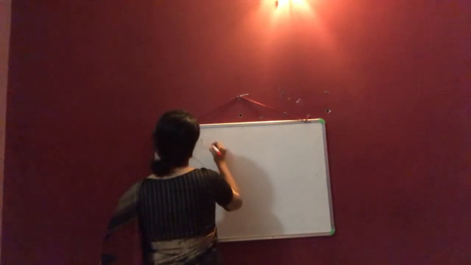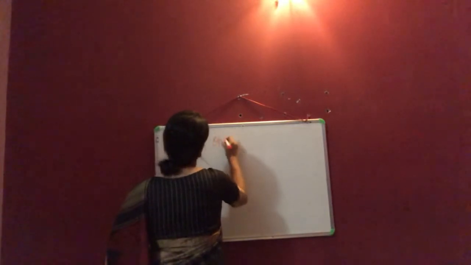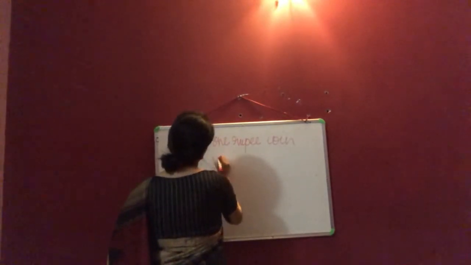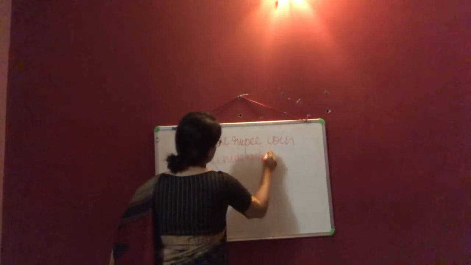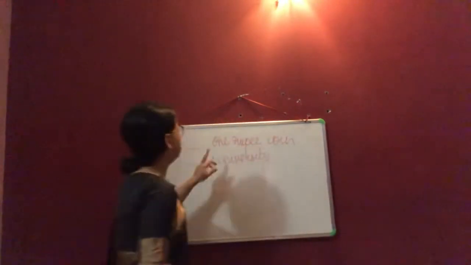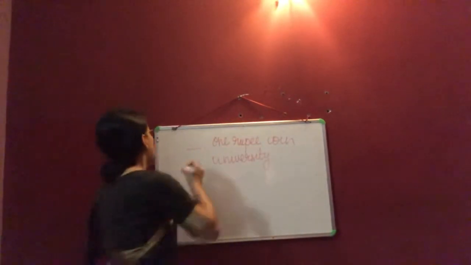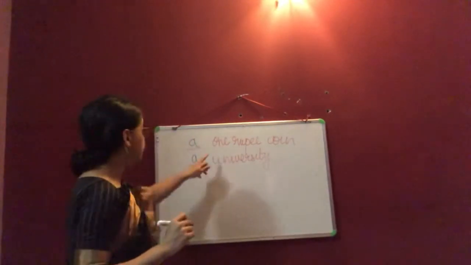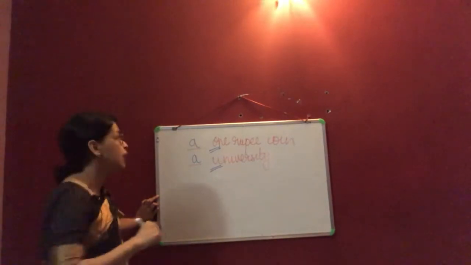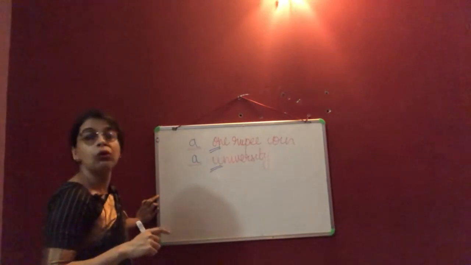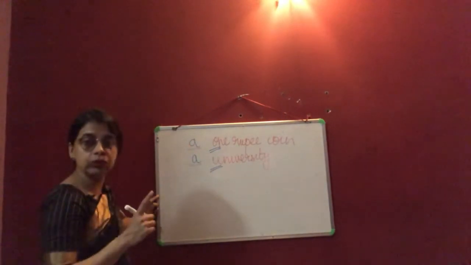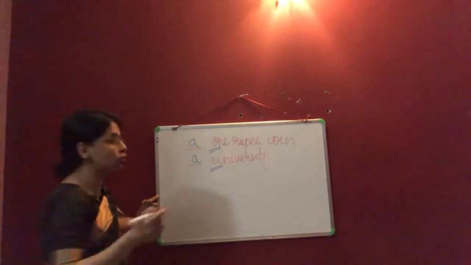Now, a 1 rupee coin, a university. Please note it is in both. You might question, but ma'am, it has a vowel in front. But what is it sounding? Is it sounding like a or o? No, it is sounding like w, one. So a will come in front of those words, although they begin with vowels, because they sound like a consonant.